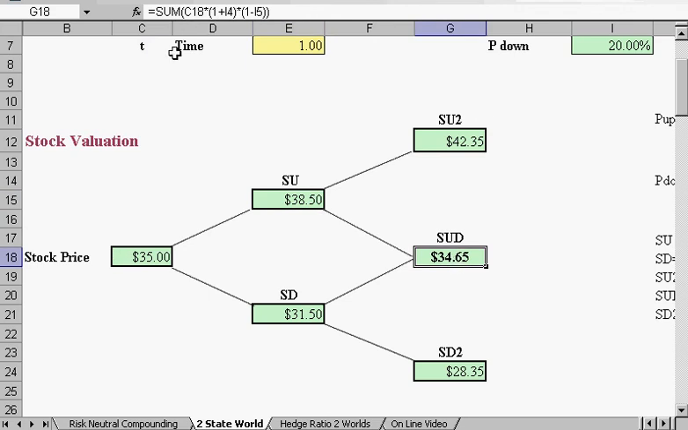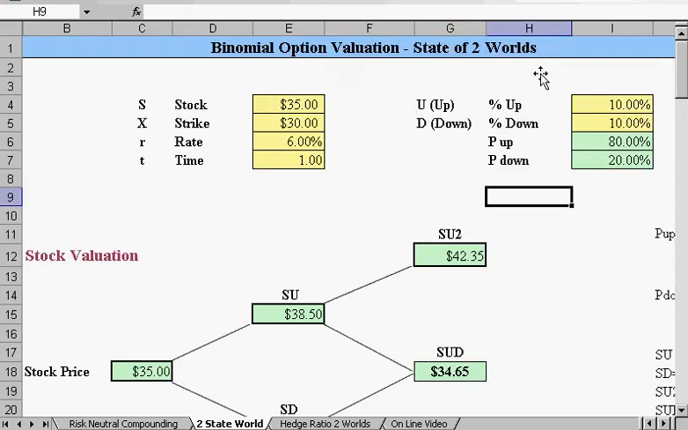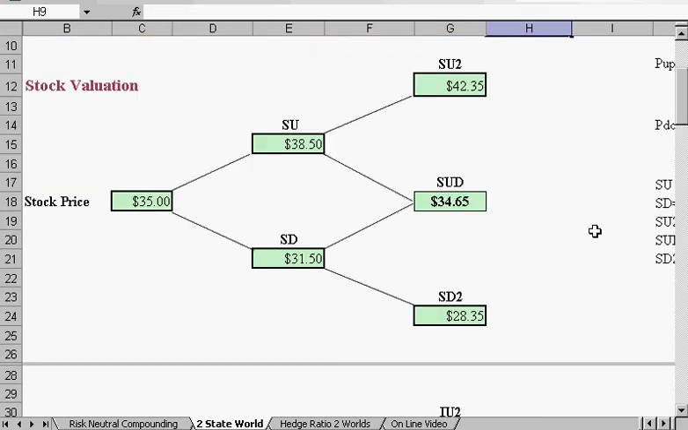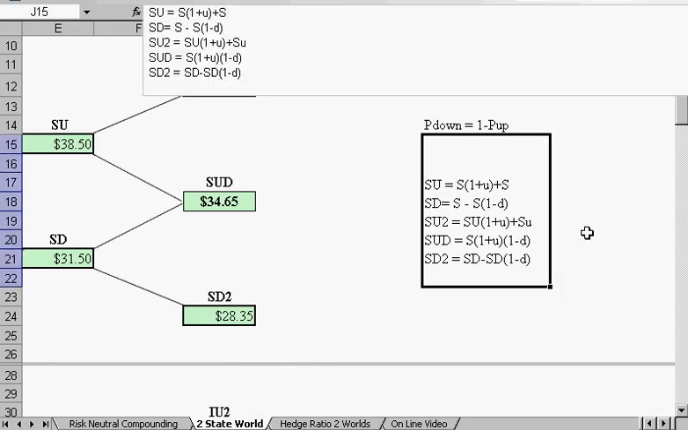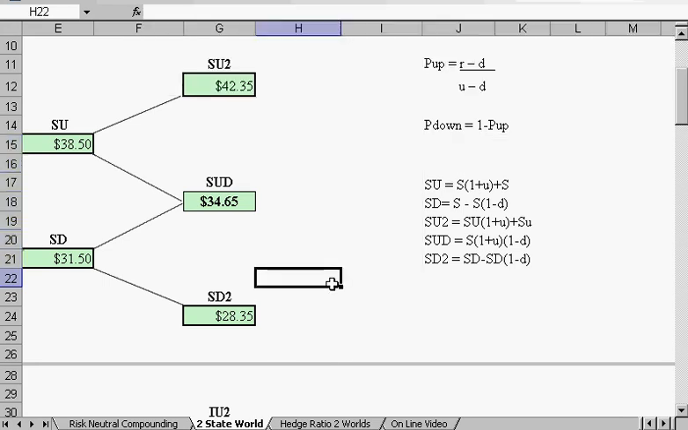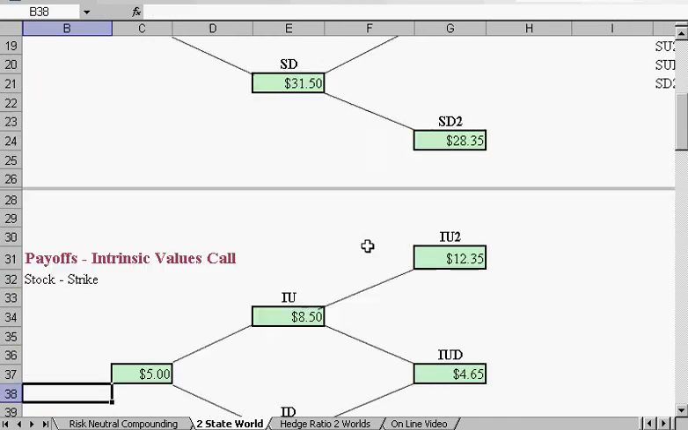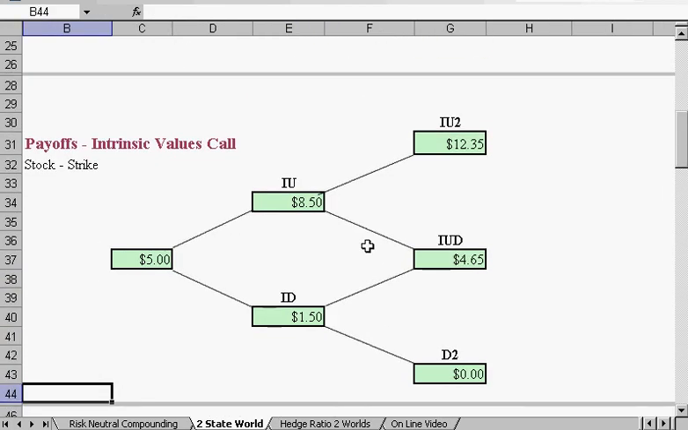If we can see this formula, we're going to take C18, multiply it by up, and then multiply it by down. 1 plus up and 1 plus down. Not P up, just percent up and down. That formula is listed here. SUD. All the other ones use SU and SD, as you can see the difference. Now that we have our stock prices, we calculated that.